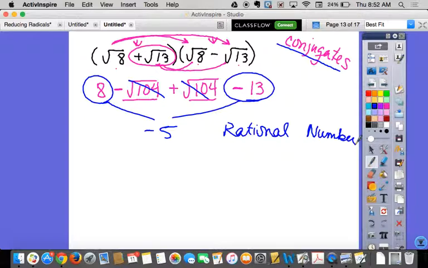It's beautiful, and we're going to have to use that here in just a minute. So, hope that helps.